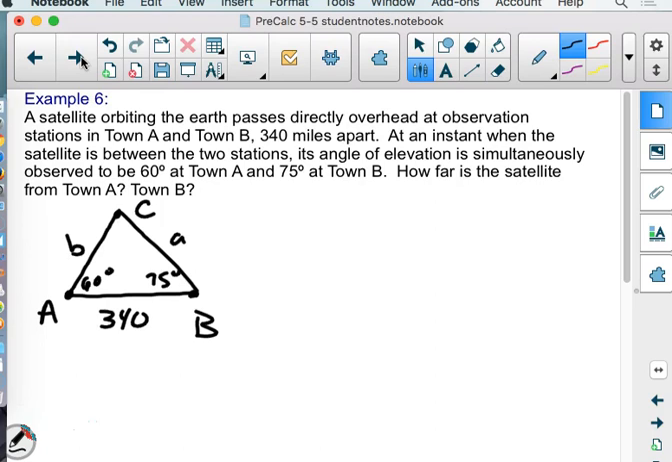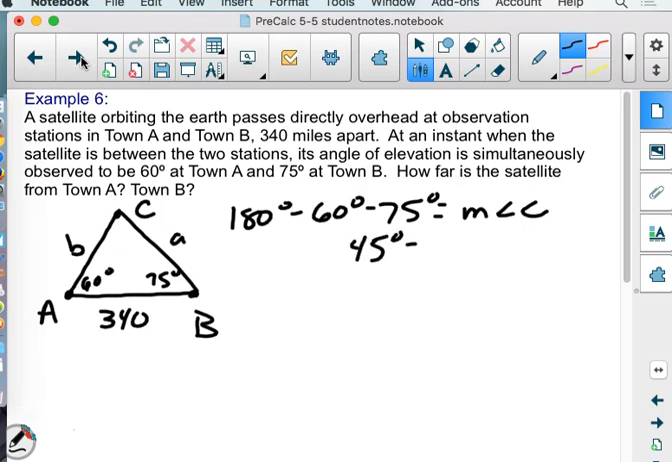Find C? All right, so let's do that. We've got 60 and 75. Together, that's 135. So how much do we have left for our angle that we need? Ooh, 45 degrees. Now, normally, I'd be really excited about that because we can give an exact answer, but we don't want exact. This is a word problem. We want decimals anyway, so it's no big deal. So now that we know that this is 45, are we good to go and use the law of sines?